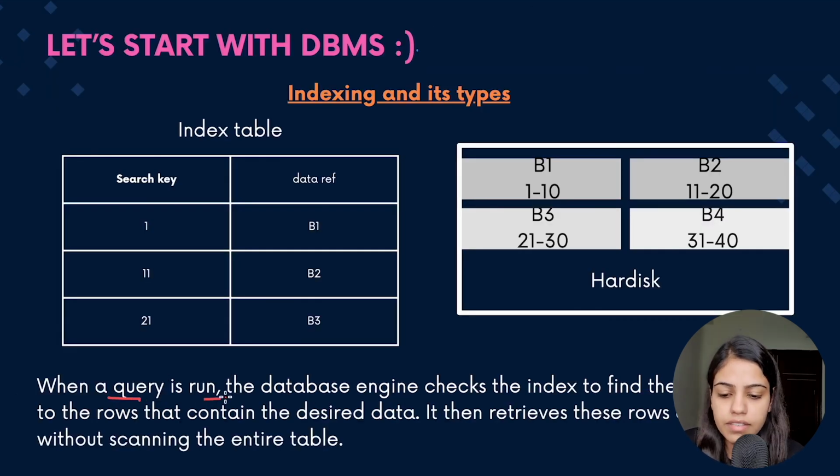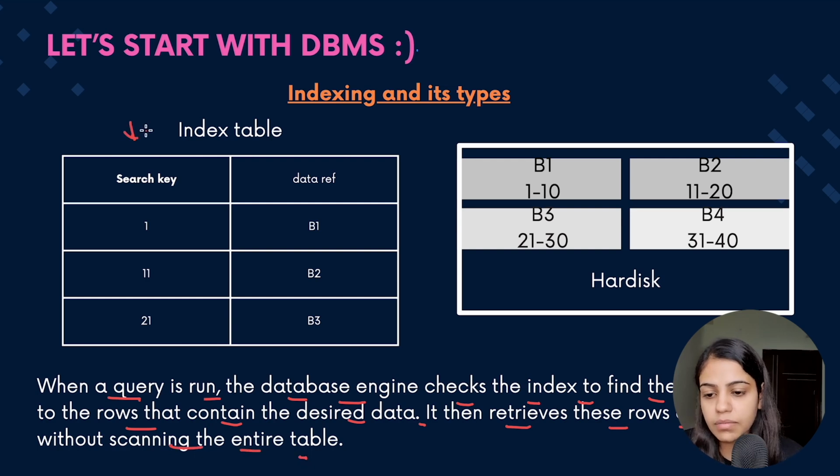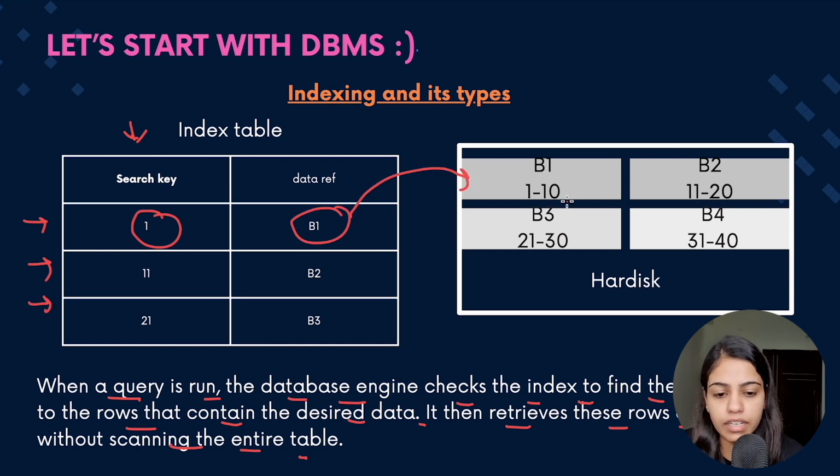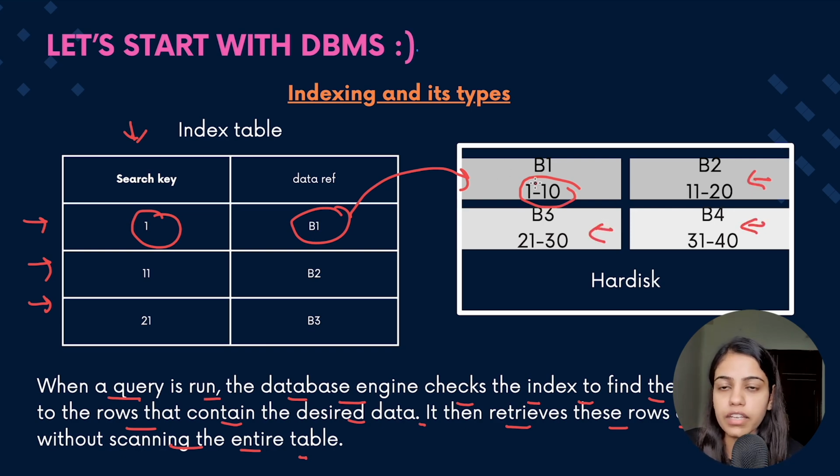Now whenever a query is run, the database engine checks the index to find the pointers to the rows that contain the desired data. It then retrieves these rows directly without scanning the entire table. So this is our index table. It goes ahead and searches in our index table. Once it searches in our index table, it goes to the block pointer where the data will be present. It fetches the data and gives us the final result. Rather than going to each and every block one by one, we are reducing the block access which we are doing in our hard disk.